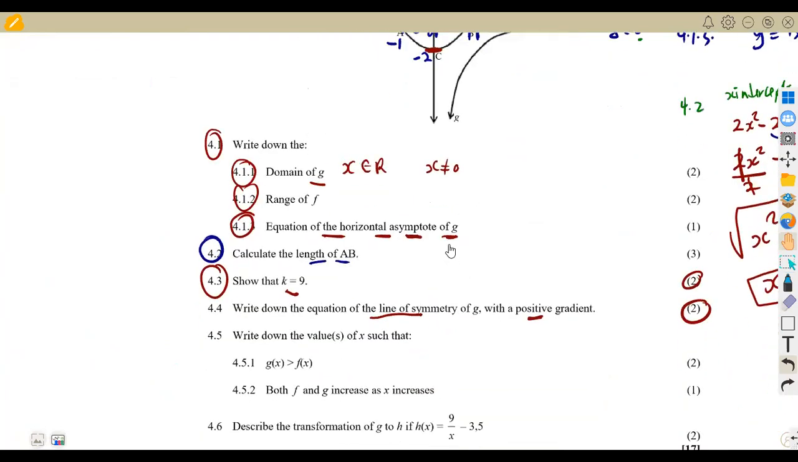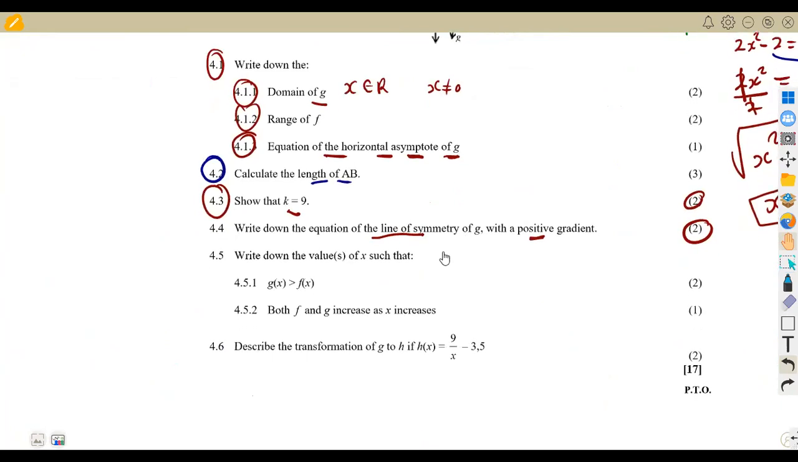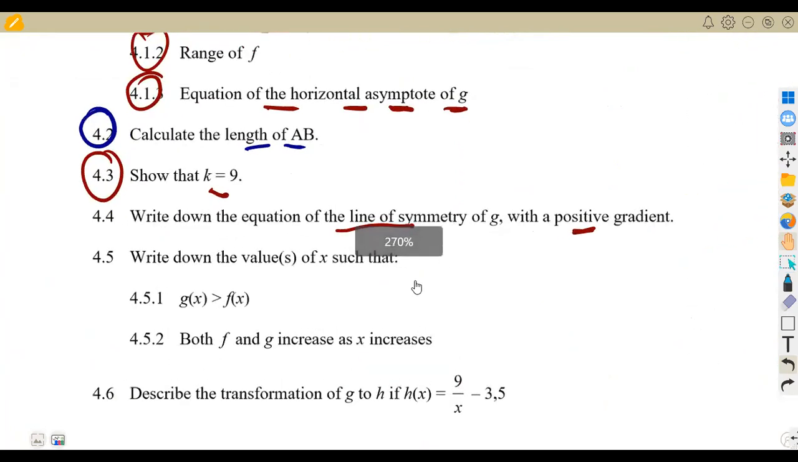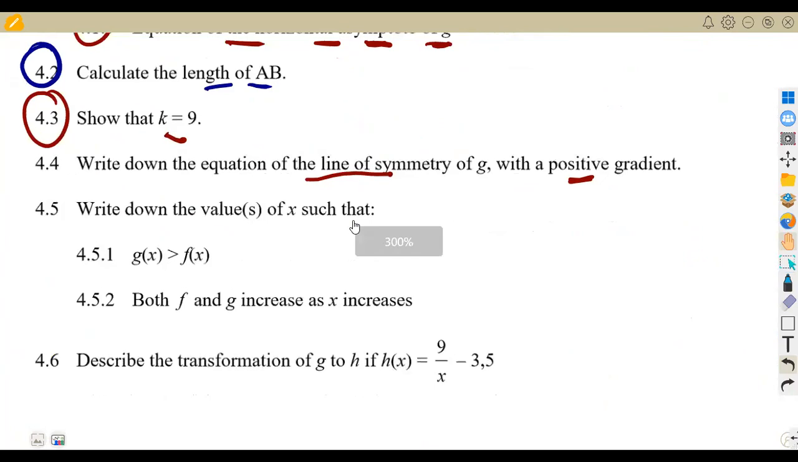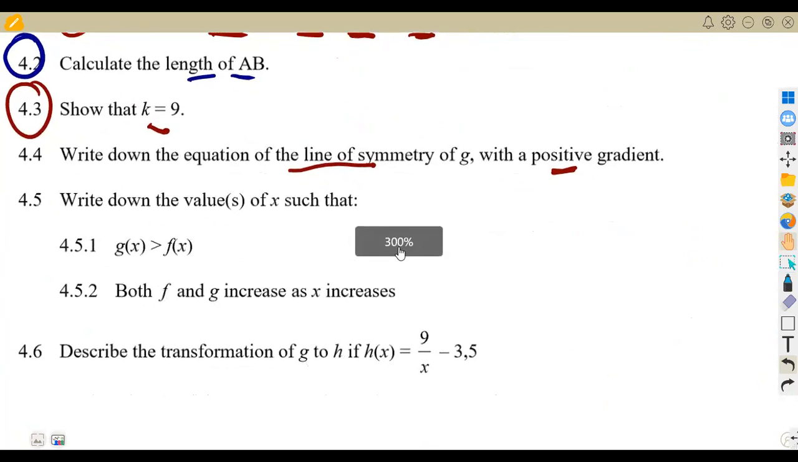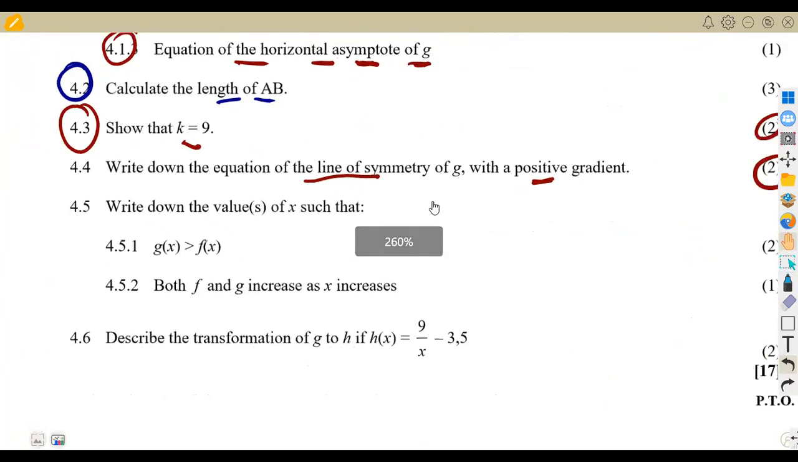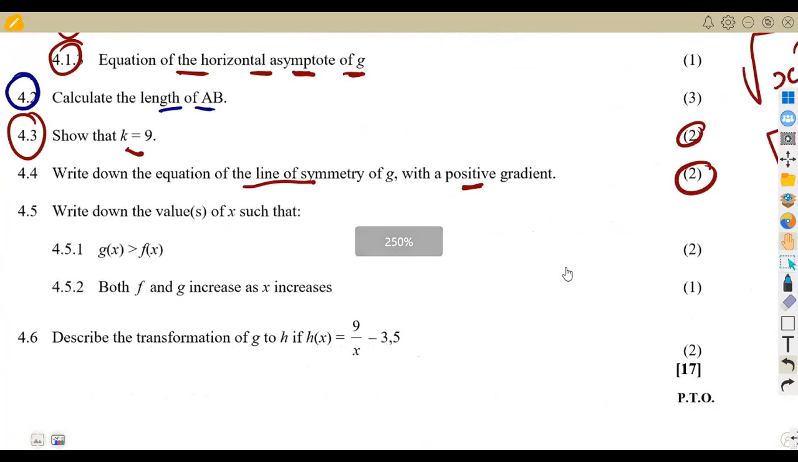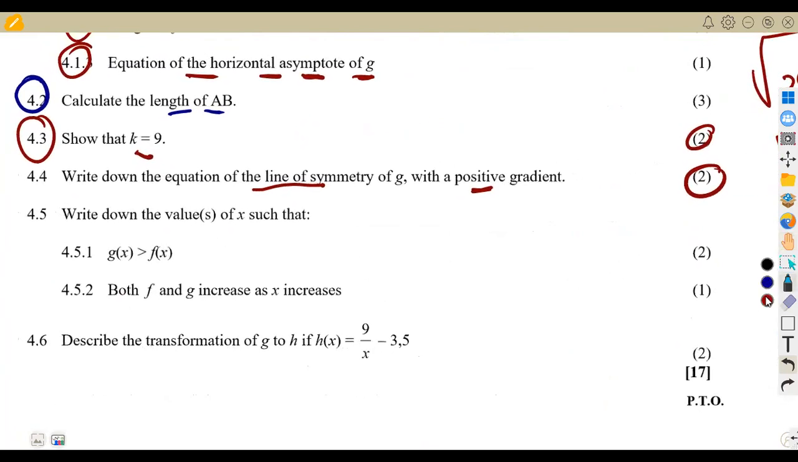All right, this question has a lot of things to consider. How many marks? 17 marks. Let's see. Write down the values of x such that g of x is greater than f of x, and that is 1 mark. So g of x is supposed to be greater than f of x. So you just need a condition where g of x is above f of x.